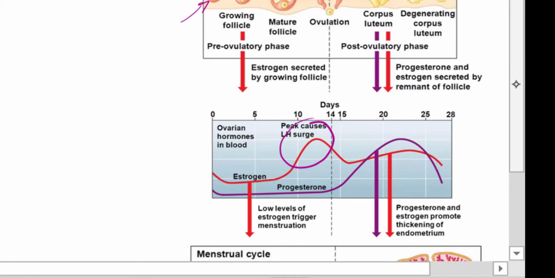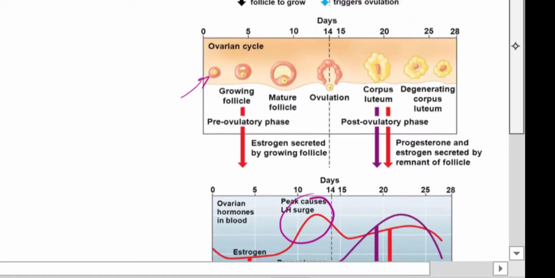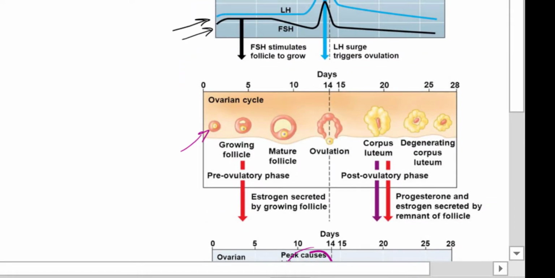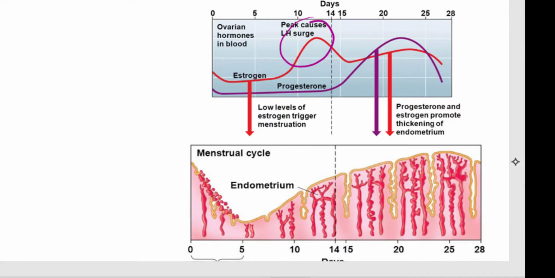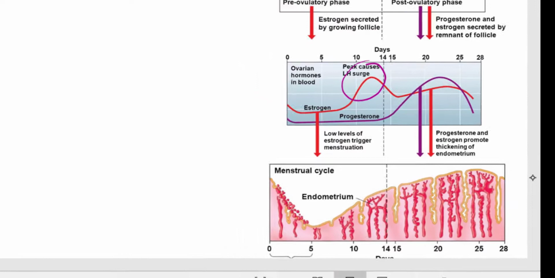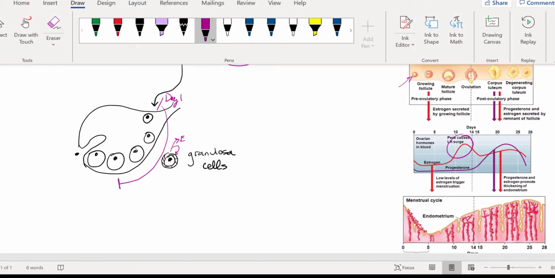Now, I'm just going to move this up a little bit, and what happens is you can see this spike in estrogen causes a spike in LH, and you can see that we've got LH right there produced by the anterior pituitary. So this spike in estrogen causes a spike in luteinizing hormone, which causes the Graafian follicle to burst, and then the egg goes into the fimbriae and then to the fallopian tubes.